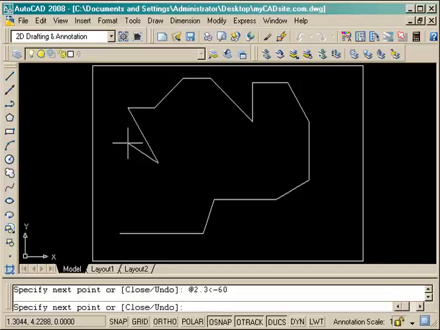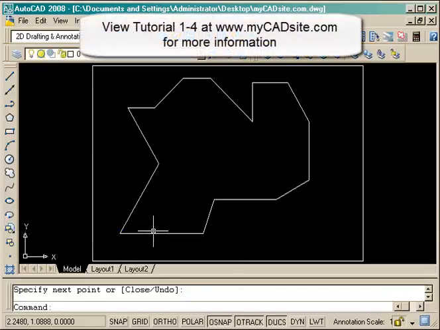And the last segment, we can just ignore the 120 degrees and we can just close the line back to our original starting point. So there you have it, a lot of good practice on entering coordinates in AutoCAD.